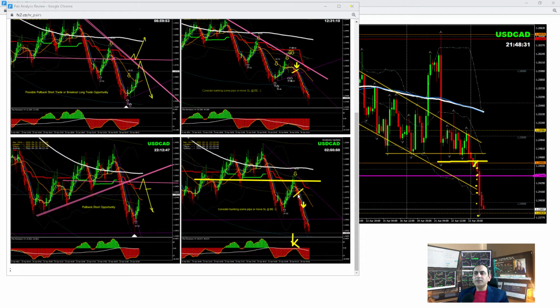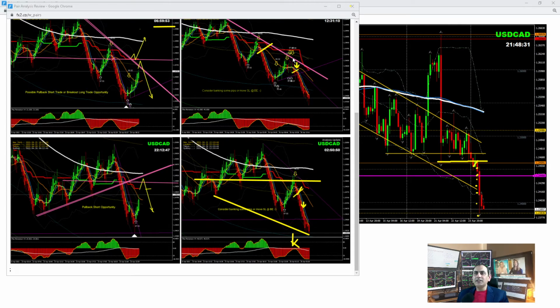You can see here, beautiful pullback short trade. As soon as the price hit this level, which is the fib channel, bank beautiful pips. And this was the analysis you can see here, just before London open. Look for another pullback. You can see here we already had this pullback short at the bottom.